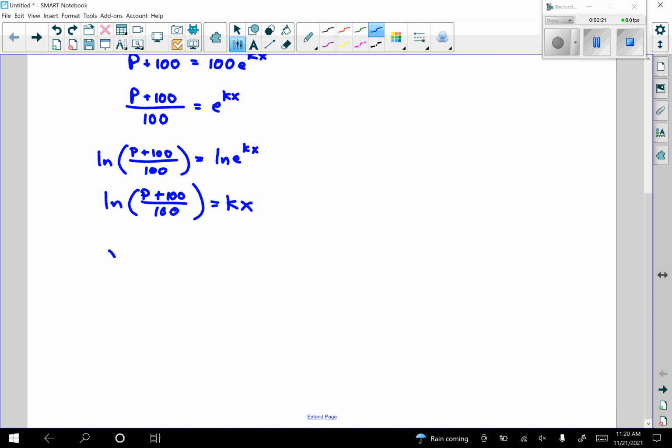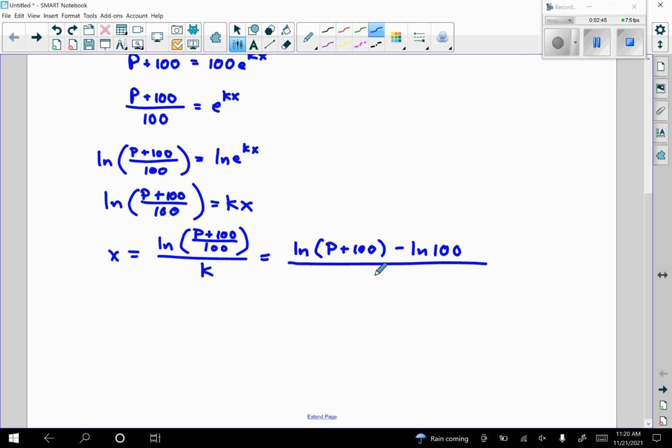So I'm just going to flip this around. We're going to say x is going to equal the natural log of this fraction all over k. Or to make it look a little bit nicer, we can expand the numerator. That's why we learned those properties. So this becomes the natural log of the quantity P plus 100, and since I'm dividing here, I'm going to subtract the natural log of 100, and then this will all be over k.